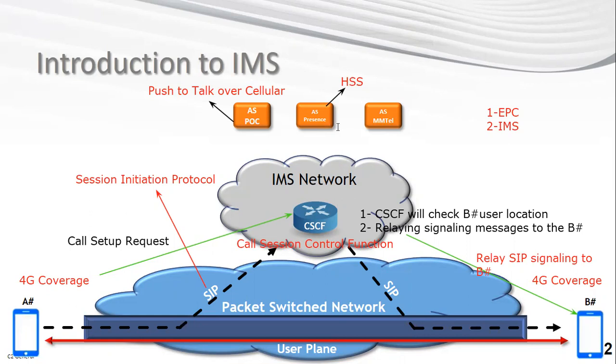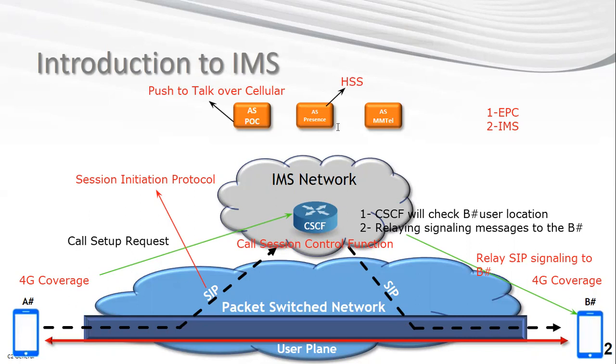So as I told you, the A number wants to talk to the B number, but what if the B number is not on the same CSCF? So the CSCF will go back to the HSS and ask it where this B number is. So the HSS will tell it that this person is on CSCF number 5, for example. So this is the second function for the HSS, and this is the second application server.